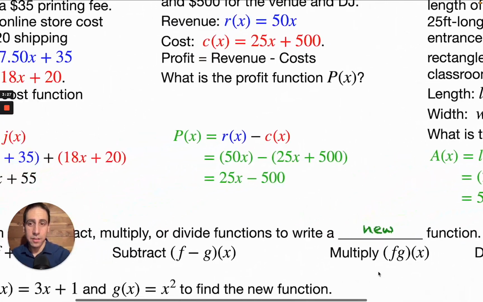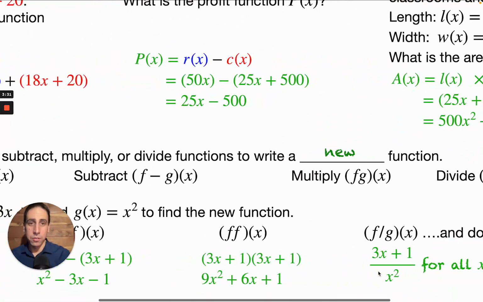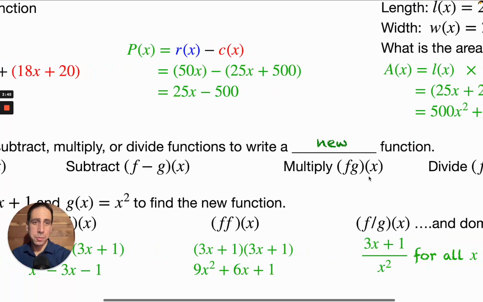The big idea is that you can add, subtract, multiply, or divide two functions to create a new function. And so here's what the notation is going to look like. I know it's kind of weird, but when you add them, it's going to look like this: f plus g of x. When you subtract them, f minus g of x. When you multiply, it'll look like this: f times g of x.